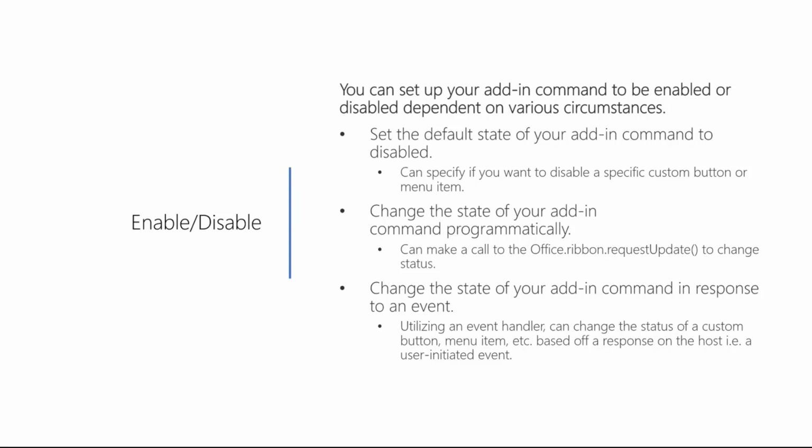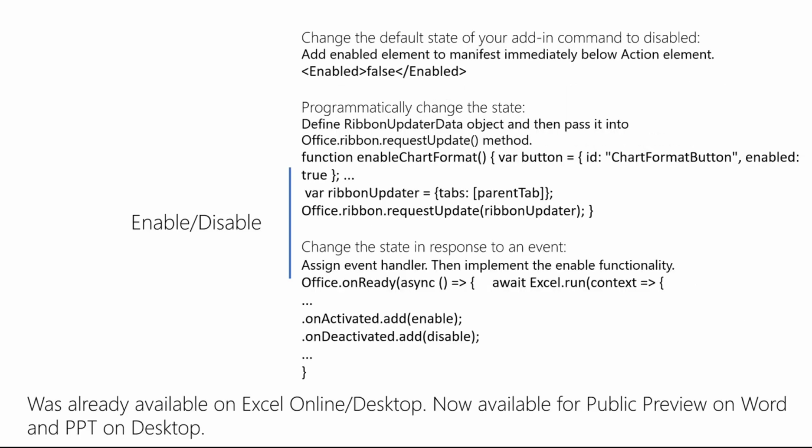And you could also change the state of your add-in command in response to an event. So utilizing an event handler, you could change the status of a custom button, menu item, etc., based off of something that occurs throughout the document or workbook. The ways to go about doing this, in order to change the default state of your add-in command to disabled, you can add an enabled element to the manifest immediately before the action element that's already present there. So for example, here you just add an enabled tag, and in that tag you would add false.